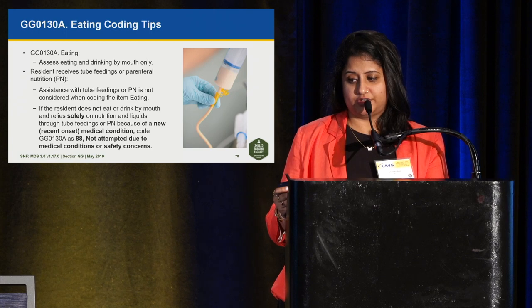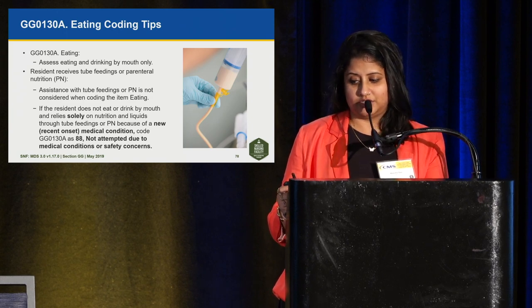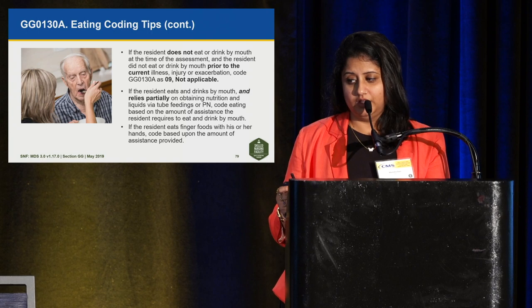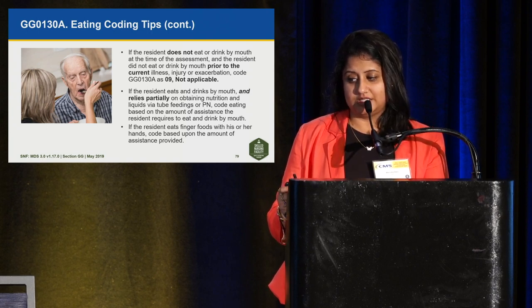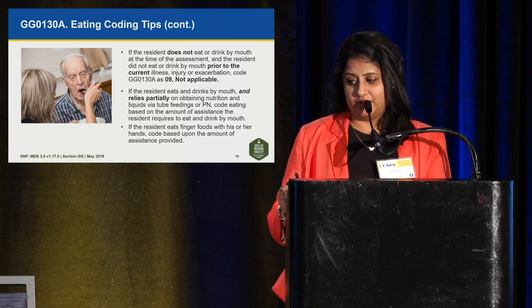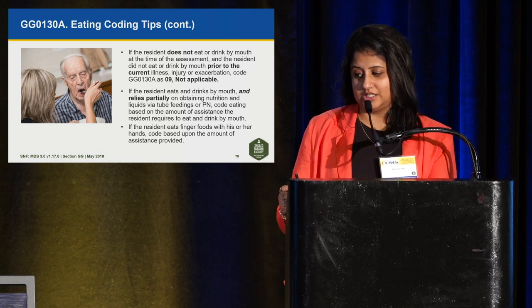Here we have some coding tips for GG0130A. Eating is assessing eating and drinking by mouth only. If a resident receives tube feedings or parenteral nutrition, assistance with tube feedings or parenteral nutrition is not considered when coding the item eating. If the resident does not eat or drink by mouth and relies solely on nutrition and liquids through tube feedings or parenteral nutrition because of a recent onset medical condition, code GG0130A as 88, not attempted due to medical conditions or safety concerns. If the resident does not eat or drink by mouth at the time of the assessment and did not eat or drink by mouth prior to the current illness, injury, or exacerbation, you'd code GG0130A 09, not applicable. If the resident eats and drinks by mouth and relies partially on obtaining nutrition and liquids via tube feedings or parenteral nutrition, code eating based on the amount of assistance the resident requires to eat and drink by mouth.